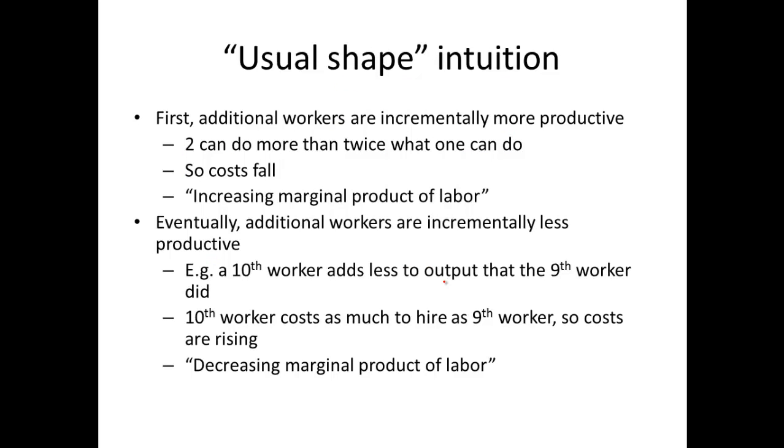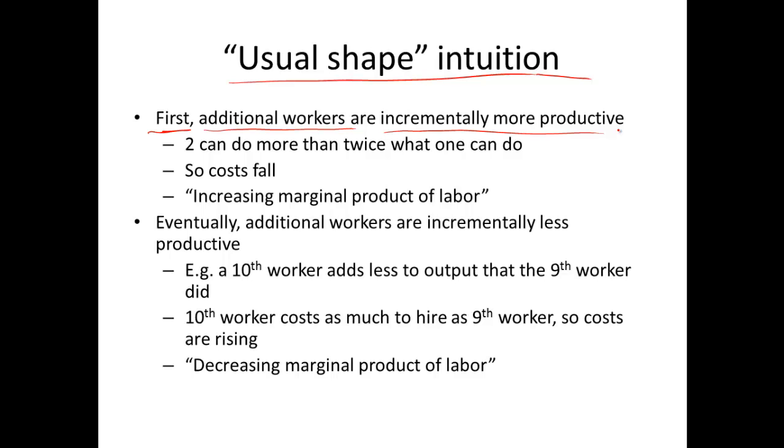Now, there's a usual shape intuition that we have about what happens to output as we add labor to the process. And it's going to give rise to the shapes of standard cost curves. So I want to talk a little bit about that intuition. The idea is that first, at low levels of output with small amounts of labor, as you add workers, they become incrementally more productive. For example, 2 workers can accomplish more than twice what 1 can do.